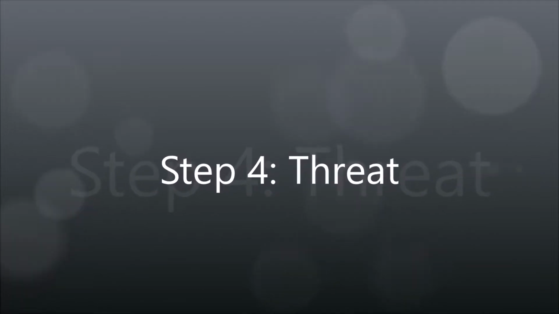Step 4. Threat. Now, everybody loves a good villain, but sometimes you don't need a villain. Sometimes you just need a threat, and the villain will come later. In this premise, in this world that you're starting to put together, and with these characters that you're starting to get the concept of, what is the threat? What is the worst thing that could happen in this premise?